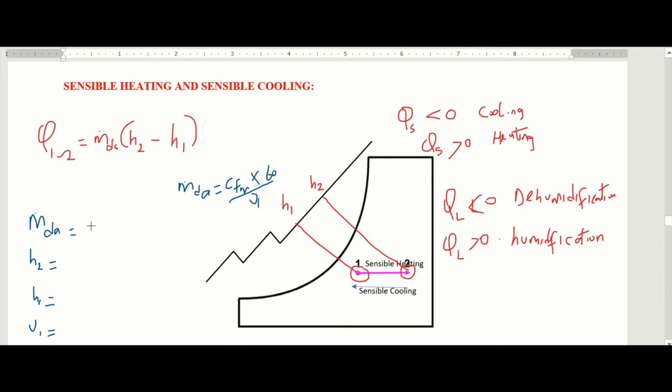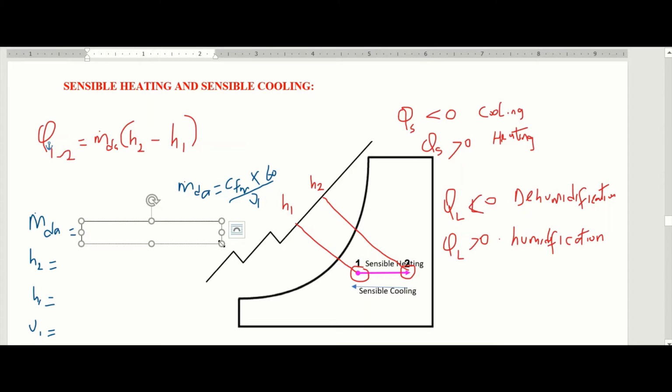So our m dot dA is the mass flow rate of dry air, and it is measured in kilograms of dry air per second, or in pounds of dry air per hour. All right, so that is for the mass flow rate.